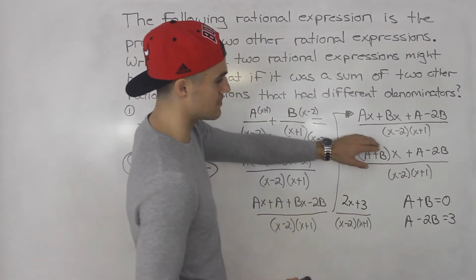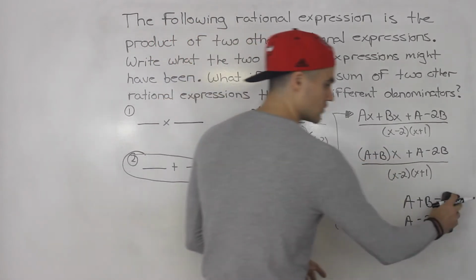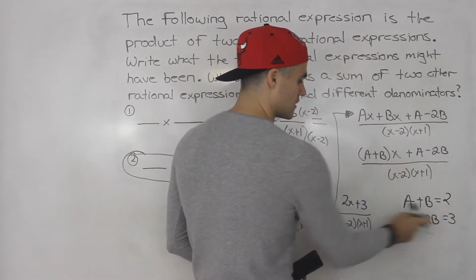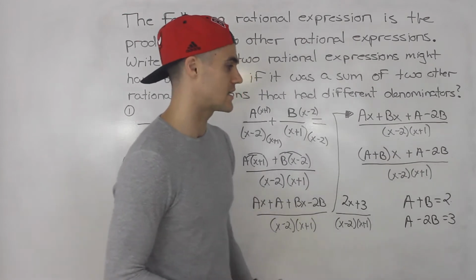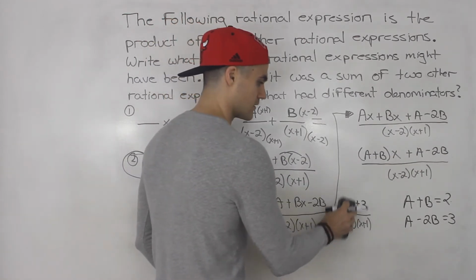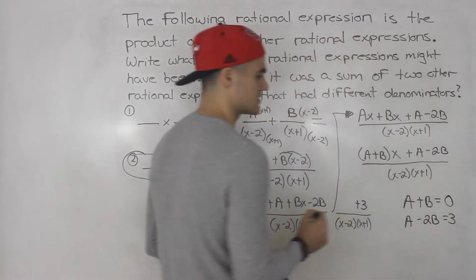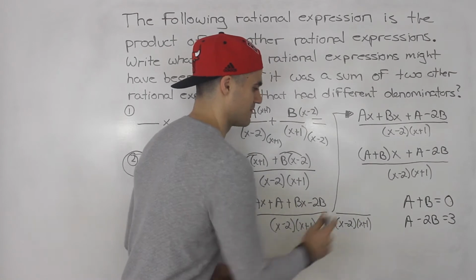Well, then a plus b would have to equal 2, because there would have to be a 2 in front of the x. So this would change to a 2. And then a minus 2b would still be 3, because that's the constant we're trying to go for. But there is no x in our original case, so a plus b has to equal 0. Okay, hopefully that makes sense.